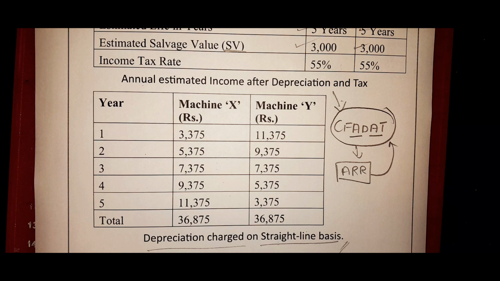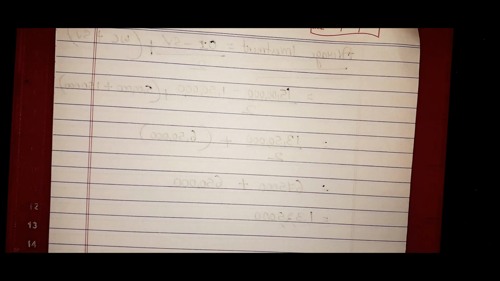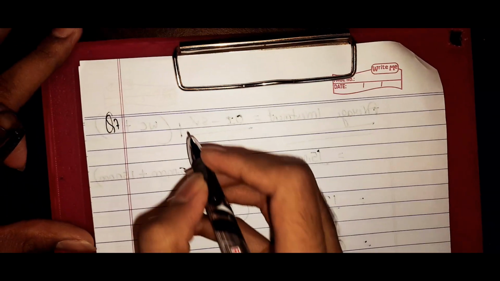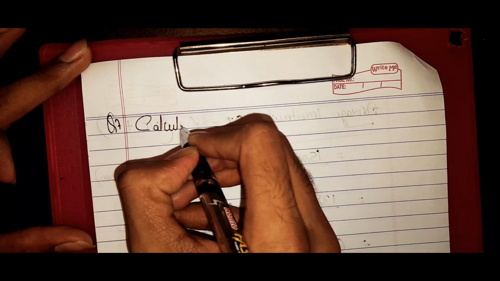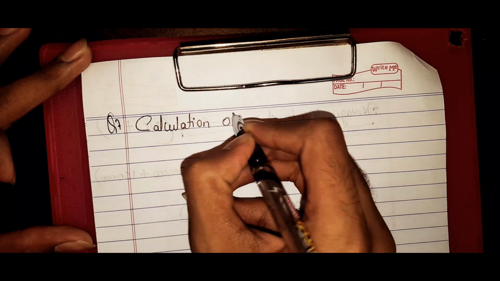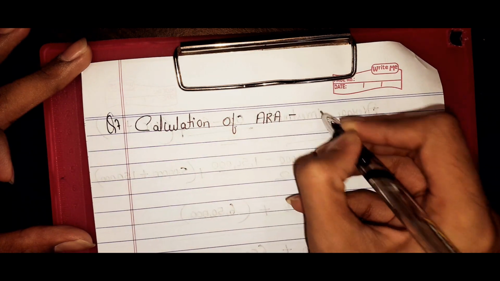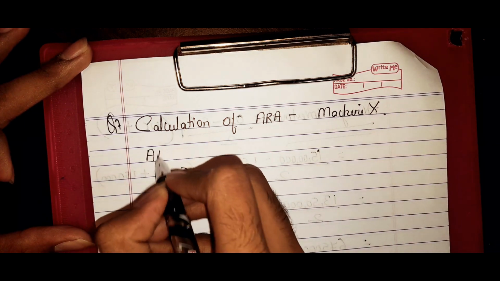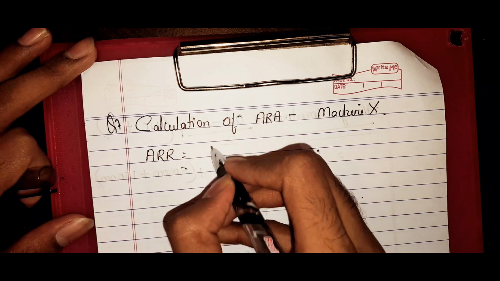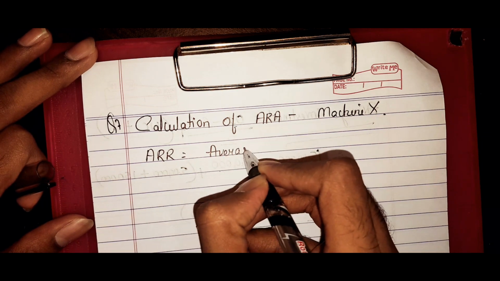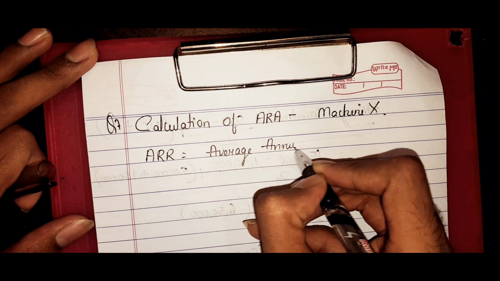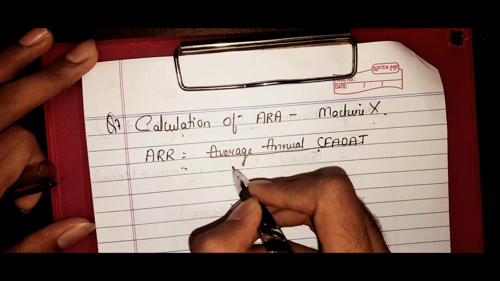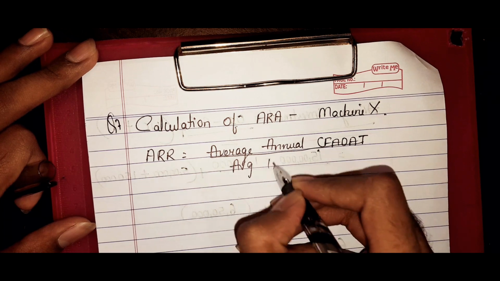Now let us try to solve the problem. So step number 1, first step will be calculation of ARR for machine X. First we will calculate for machine X. So what is the formula to calculate ARR? ARR is equal to average annual CFADAT divided by average investment.